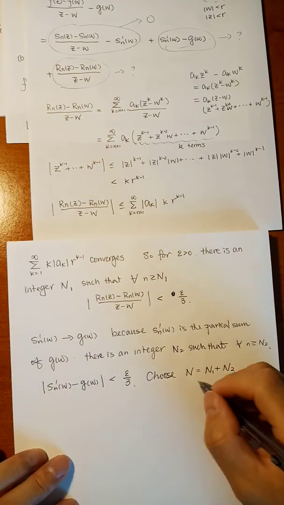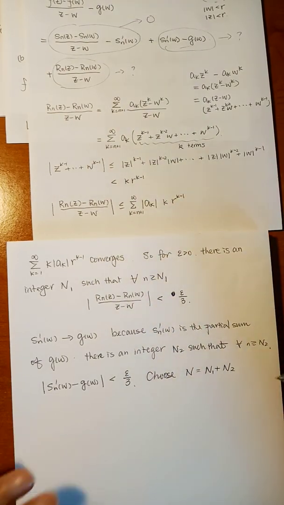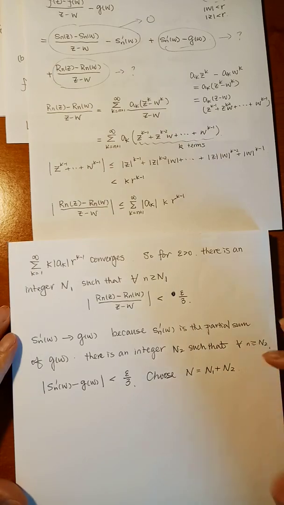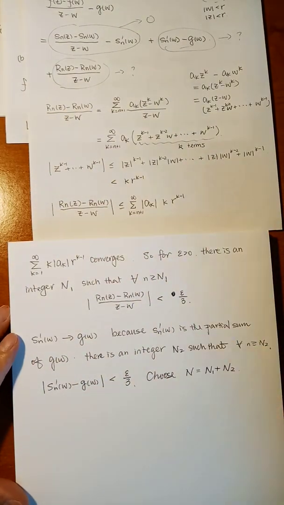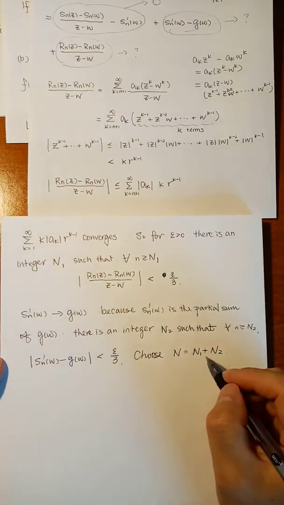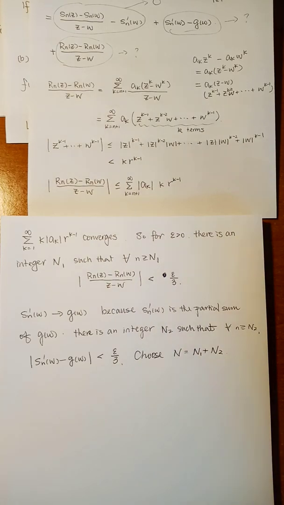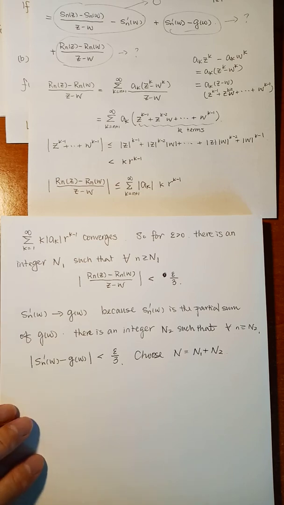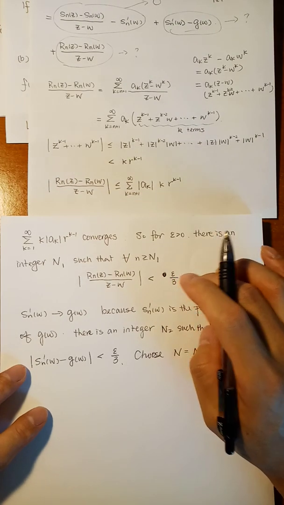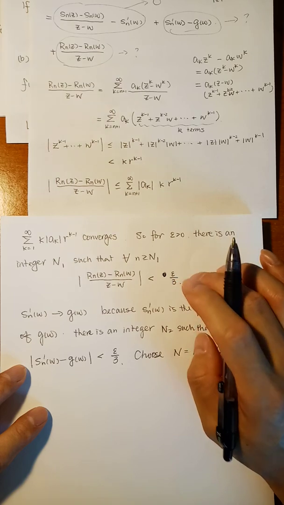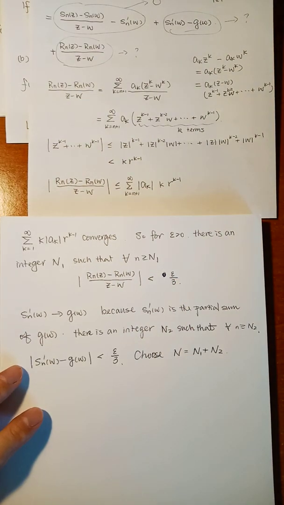Well, in the book, they say they choose a maximum. It doesn't matter. I just choose large enough so that both conditions are satisfied. So I prefer to choose N1 plus N2. They are definitely maximum. Okay, choose n equal to N1 plus N2. Then these two inequalities are preserved.